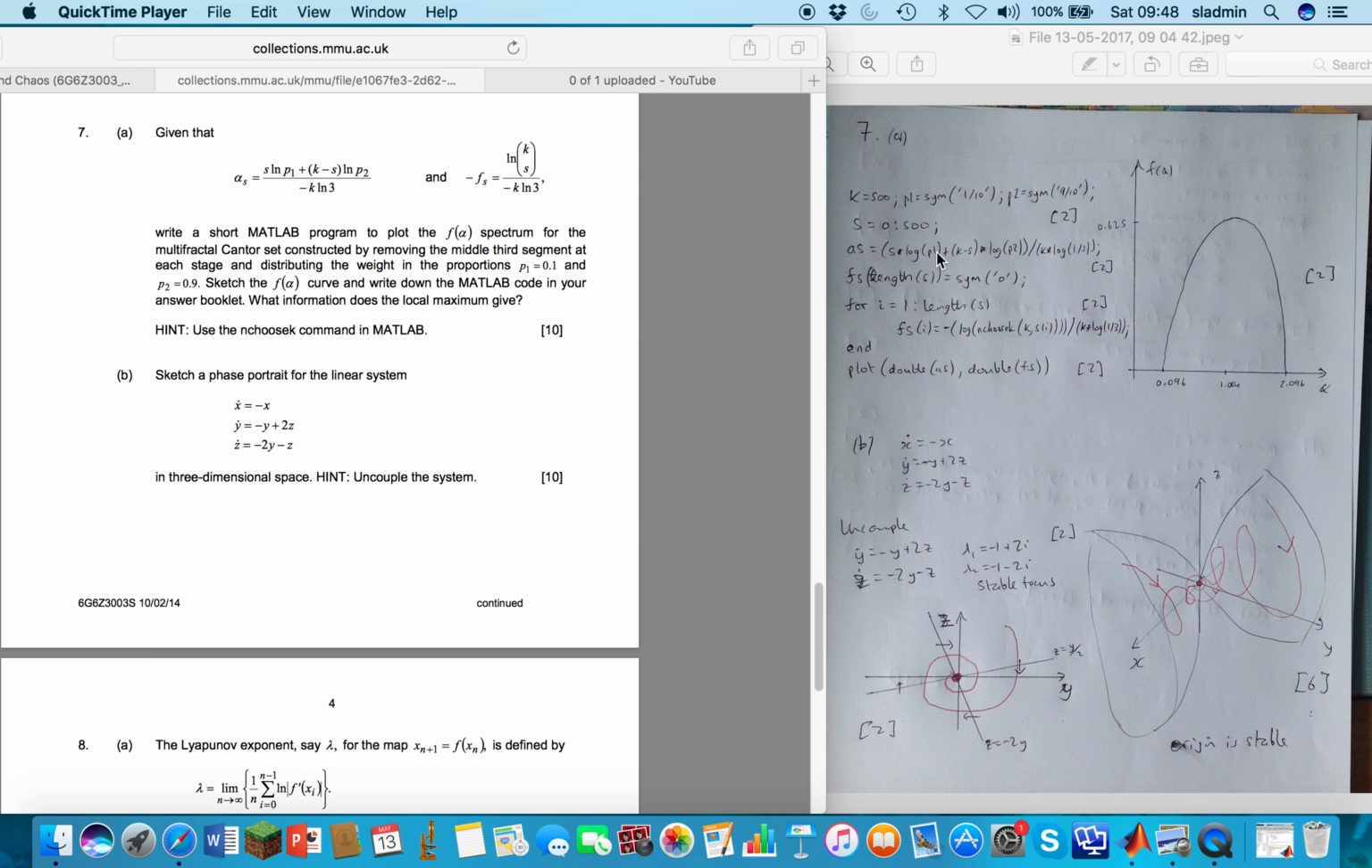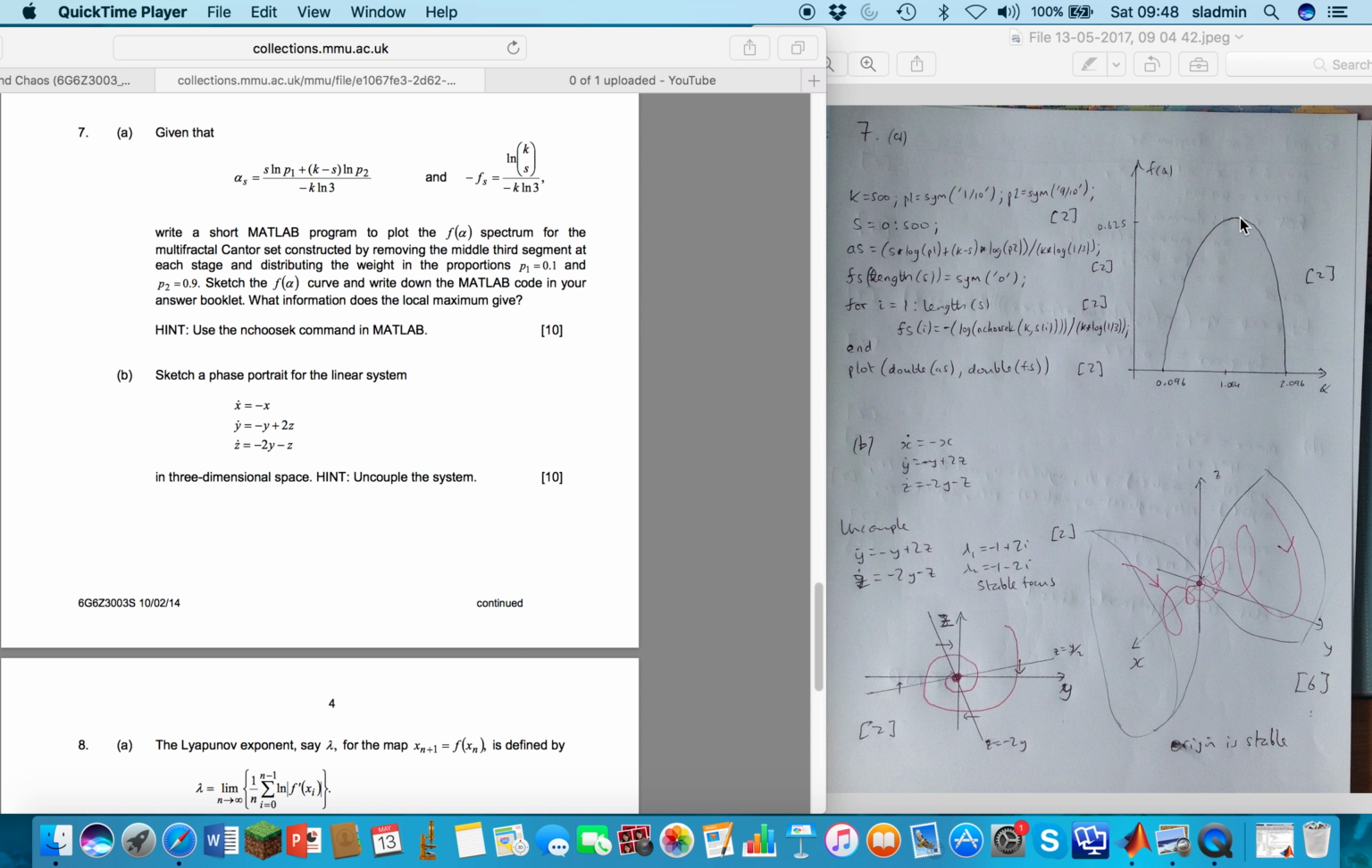So if we run this program in MATLAB and then we use the data cursor, we can see where the F-alpha curve crosses the alpha axis. And we also know that there's a maximum at alpha 1.084, I think that is, and F 0.625. So you should clearly label these graphs. What information does the local maximum give? So the local maximum here gives a measure of density.